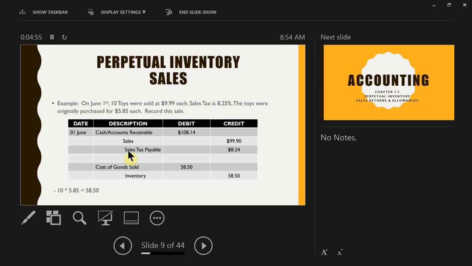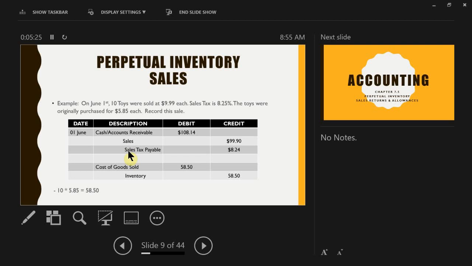I need to calculate how much it cost me for those 10 items to update my inventory so it reflects that I have 90 items left. That is what I'm doing right here. Okay, I think you answered my question. I'm not looking at profits because the purpose of perpetual inventory is we're constantly updating our inventory. We need to know how much we have on hand at all times.